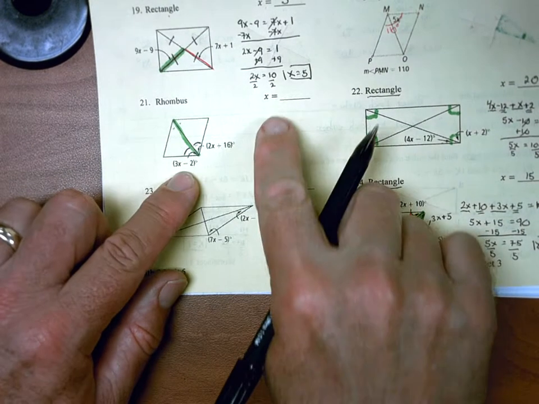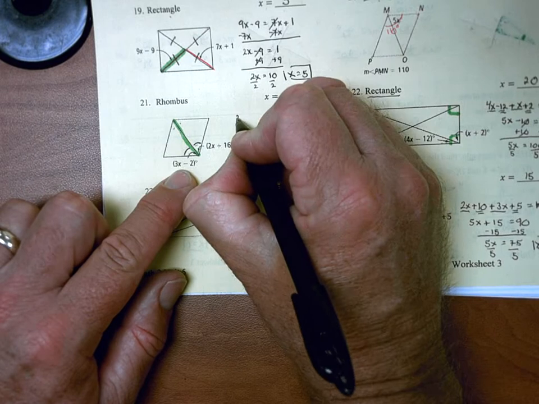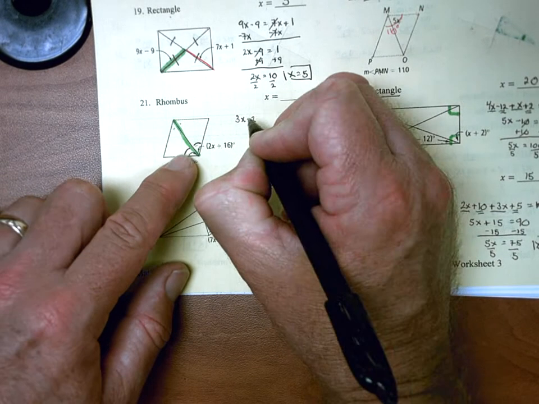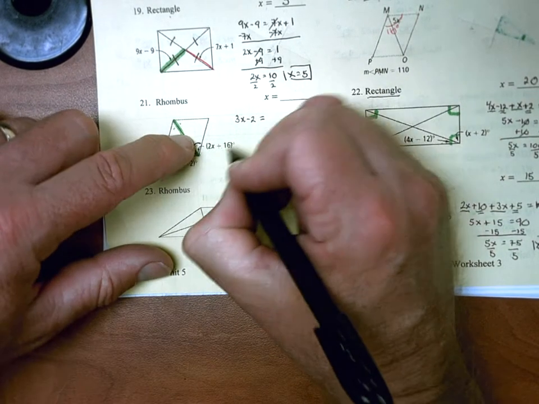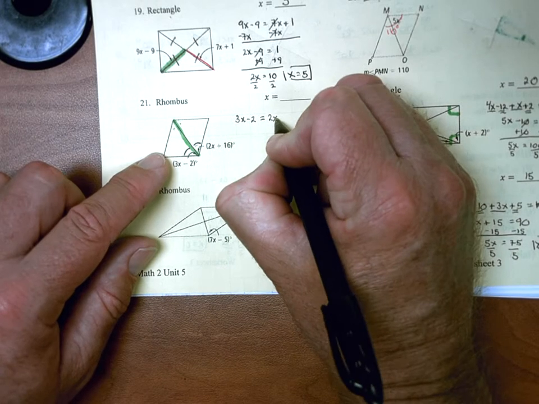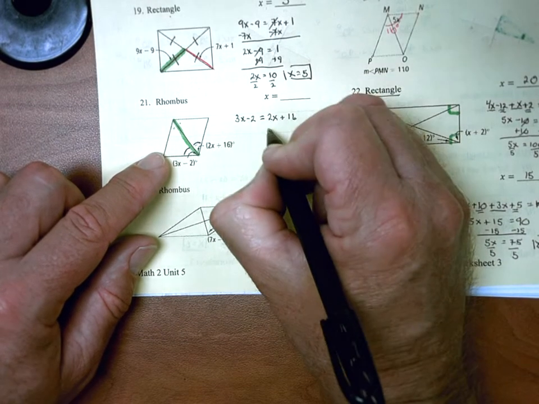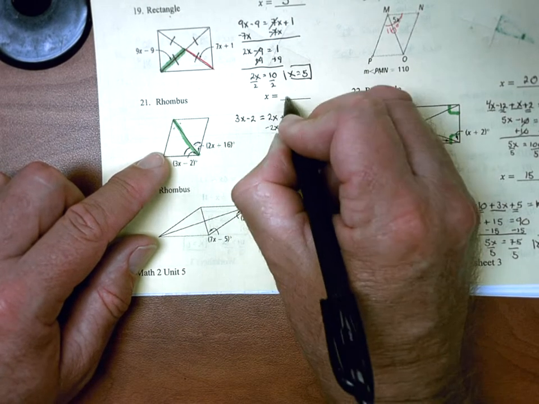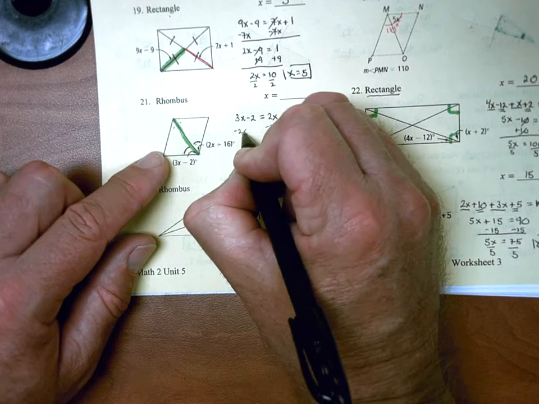So that means to solve for x, we would say 3x minus 2, that smaller angle, is equal to that smaller angle, which is represented by 2x plus 16. Solve this equation out using algebra to find the value of x. Subtract 2x's from both sides.